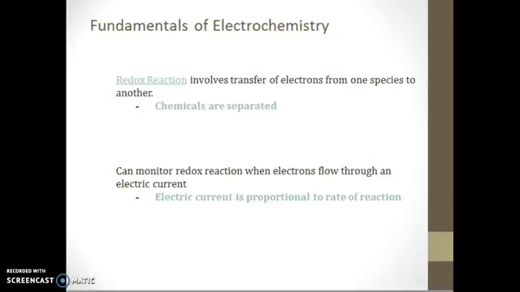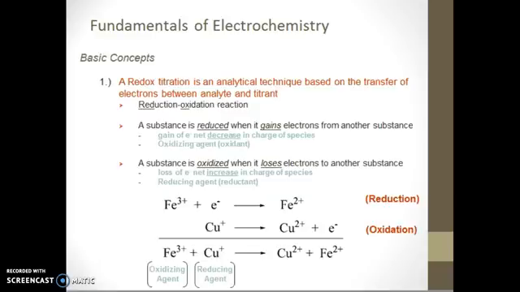Redox reaction involves transfer of electrons from one species to another. Chemicals are separated. You can monitor the redox reaction and electrons flow through an electric current. Electric current is proportional to the rate of the reaction. Fundamentals of electrochemistry: some of the basic concepts.